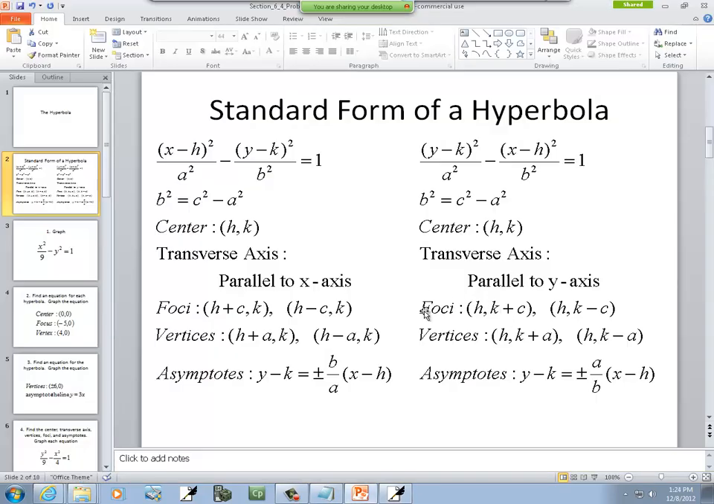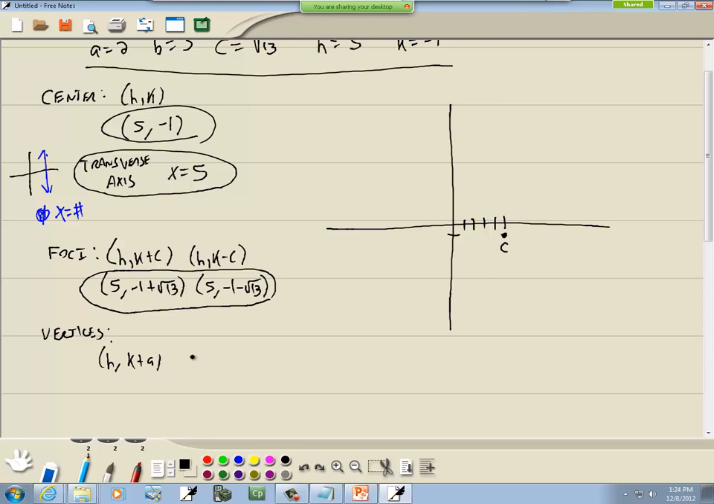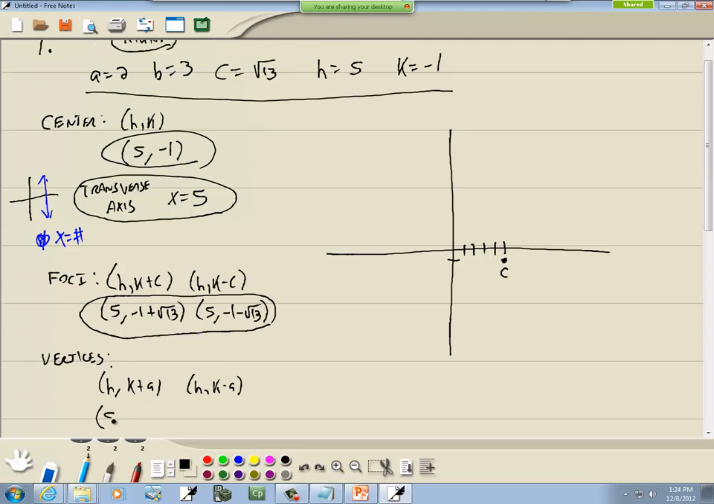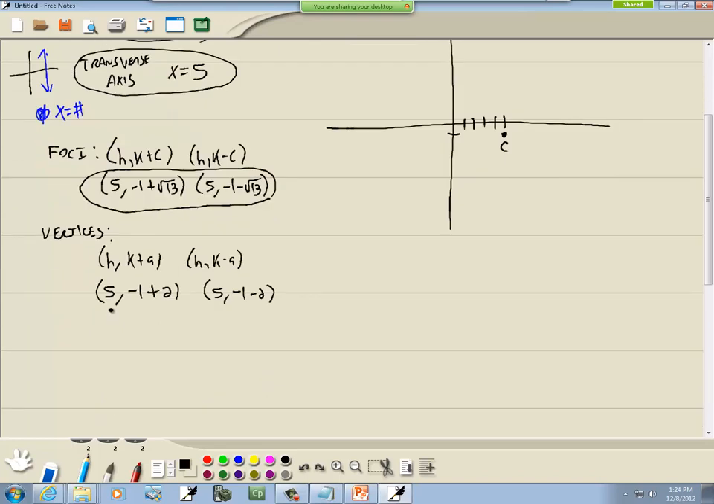Okay, our vertices. HK plus A and HK minus A. Well, H is 5. K is negative 1 plus A, which was 2. And here we'll have 5, negative 1 minus 2. Once we plug in our numbers, this will be 5, 1. And this one will be 5, negative 3 for vertices. 5, 1. That'll be a vertex there. And then 5, negative 3. It'll be right there. And it's going to open like this. We said our transverse axis is x equals 5. So I know transverse axis looks like this.